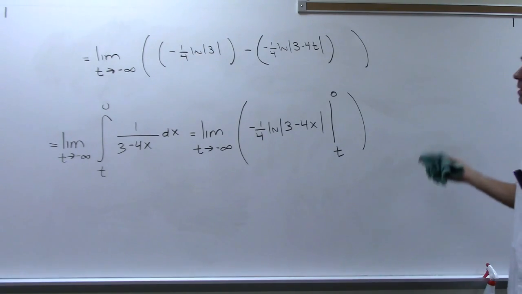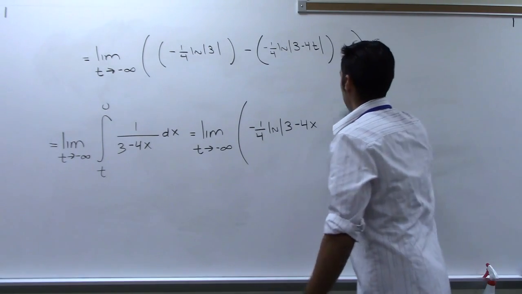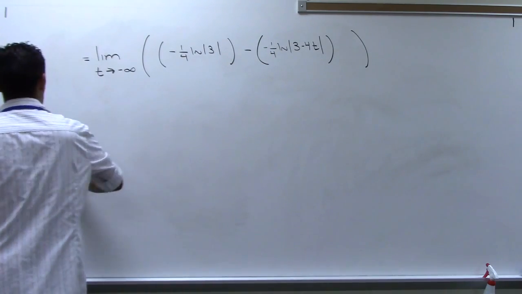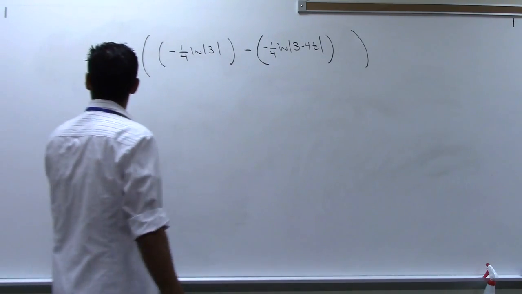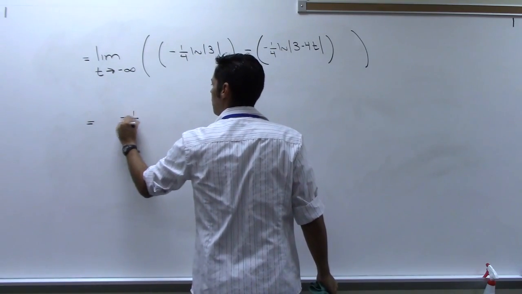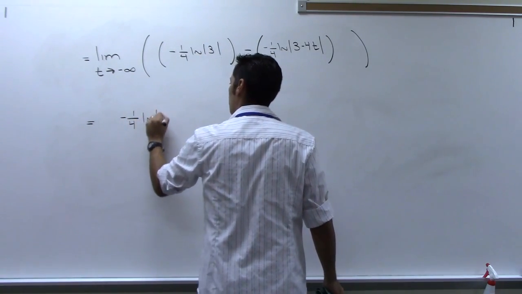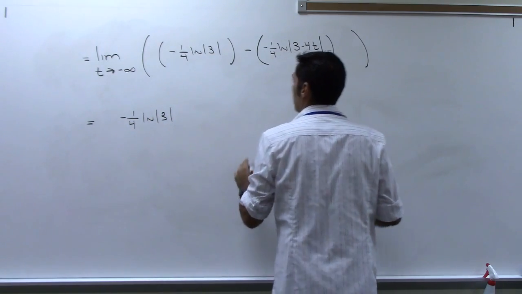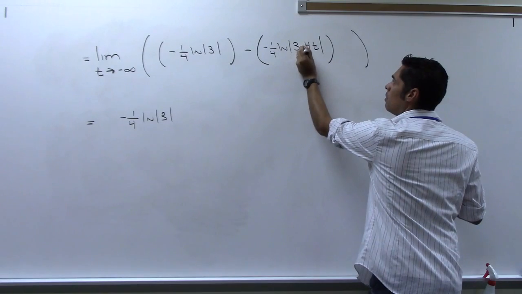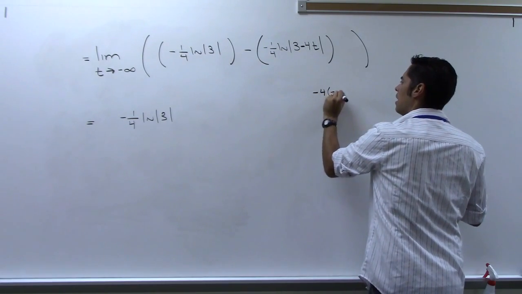And then at the end, I let t go to negative infinity. So we have to pay attention to the signs here, make sure all this works out. Nothing happens here, so I have negative 1/4 natural log 3. And then here, if I let t go to negative infinity, I have a negative 4 times negative infinity.